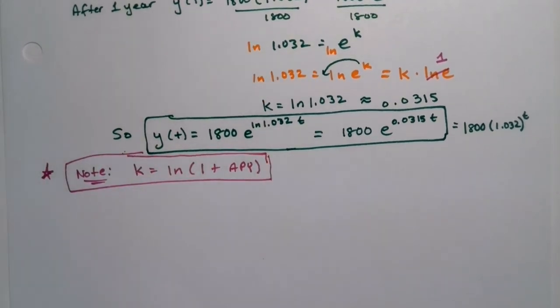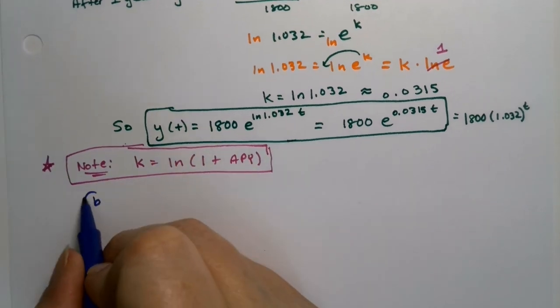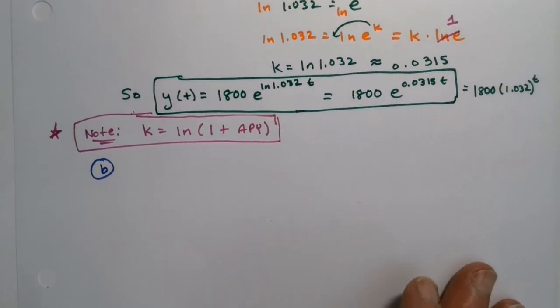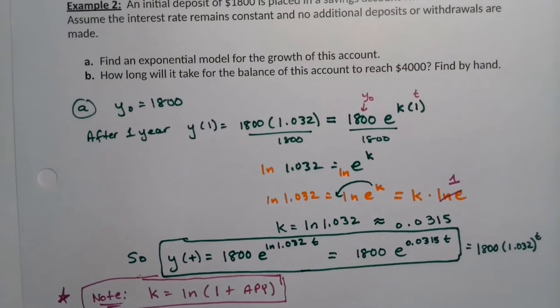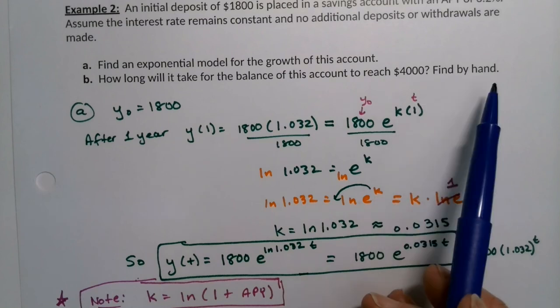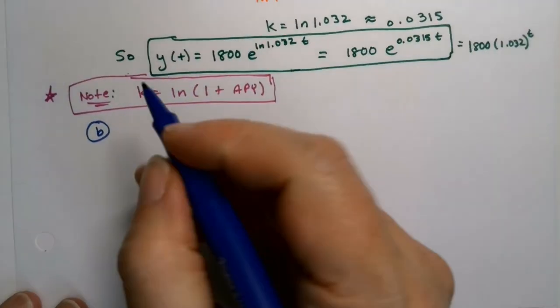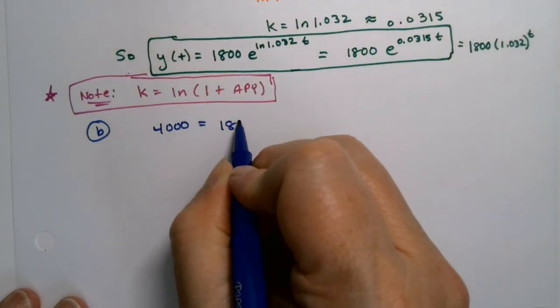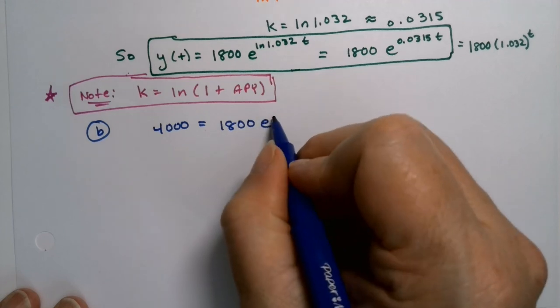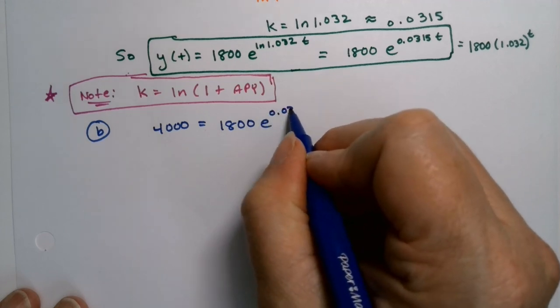All right, now for part B. And again, I'm assuming almost all of this you've seen in an algebra class. This is just review before we head into a little bit of calculus regarding this topic. So part B says, how long will it take for this account to reach $4,000? Find by hand. So in other words, you want to set $4,000 equal to your 1800 e to the 0.0315 t.